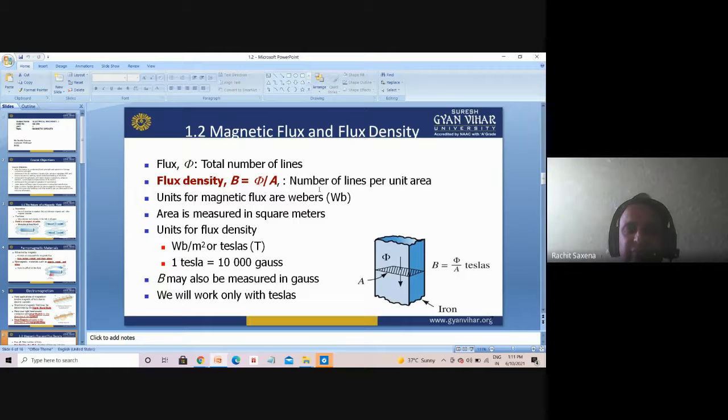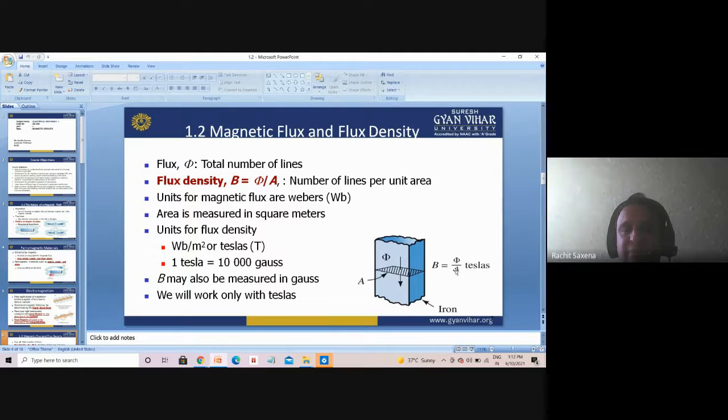As per the theory of units, here we have flux represented by the Weber, and area represented by square meters, meter square, length into breadth, m into m, so m square. So we can say Weber per meter square, also called Tesla, or Teslas. So 1 Tesla is equal to 10,000 Gauss.